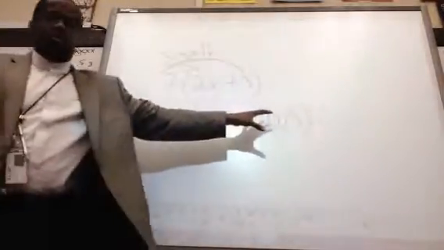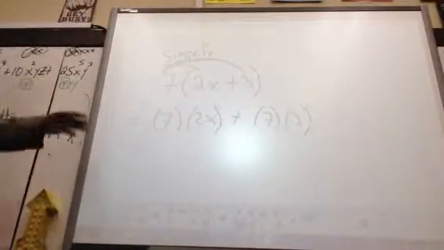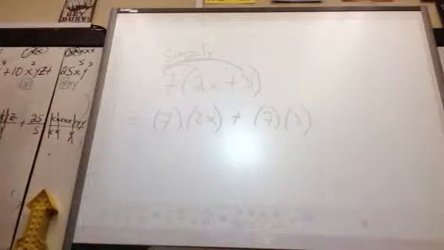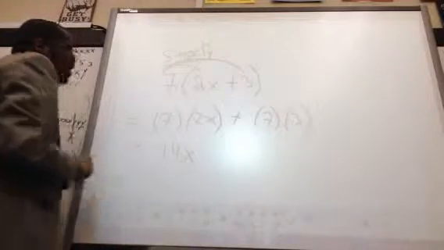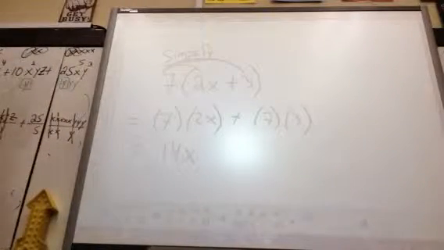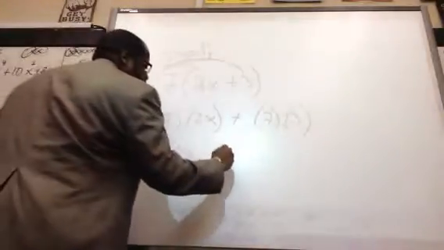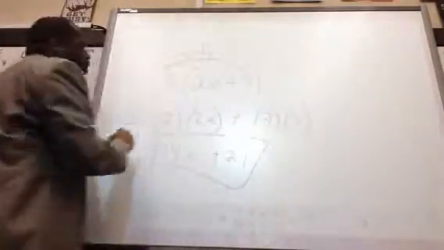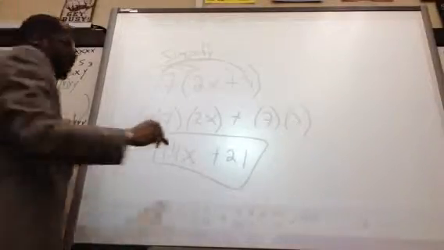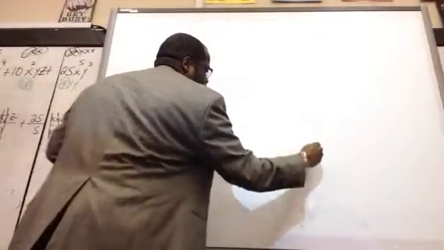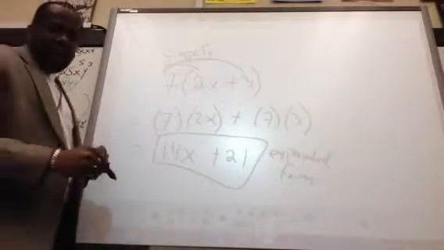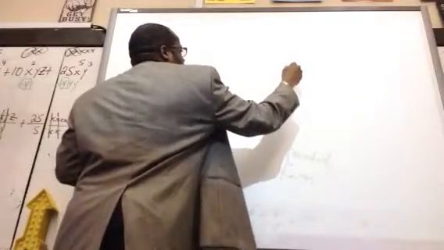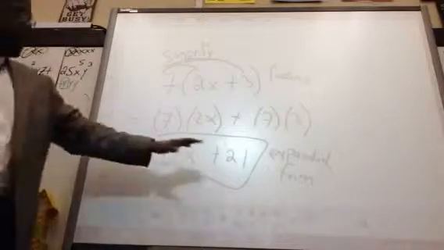Now many times students do this in their heads, and that's fine, but we're just going to write it out for now for argument purposes. So we get 7 times 2x, which gives us 14x. Then we have 7 times the 3, which gives us the 21. Here is our expression in expanded form. We started off in factored form, and we have put it in expanded form.